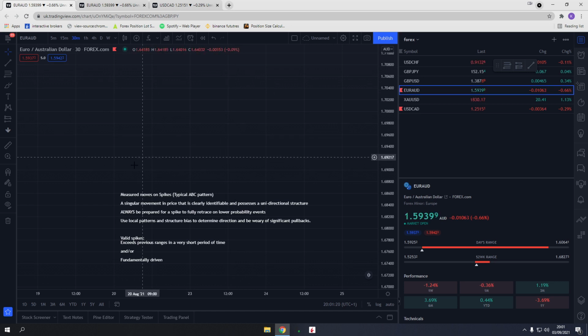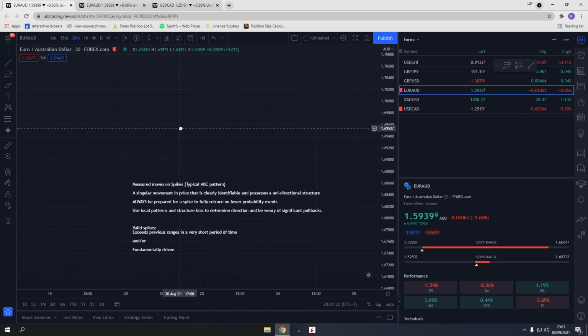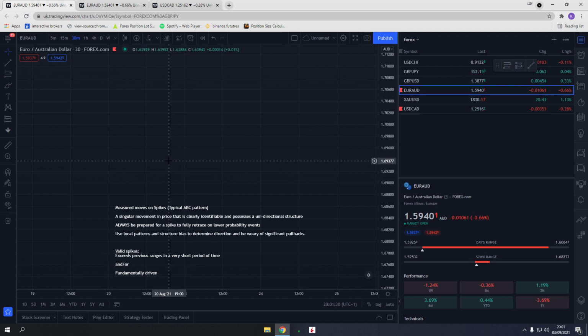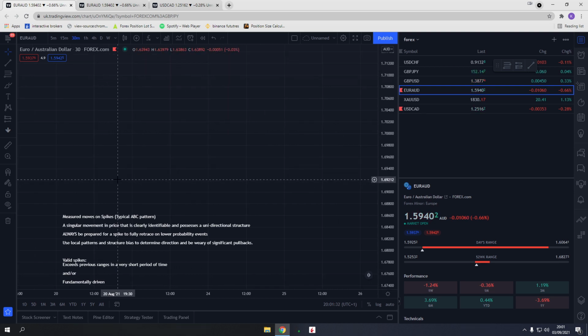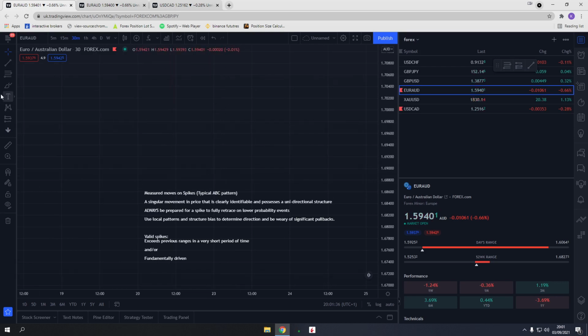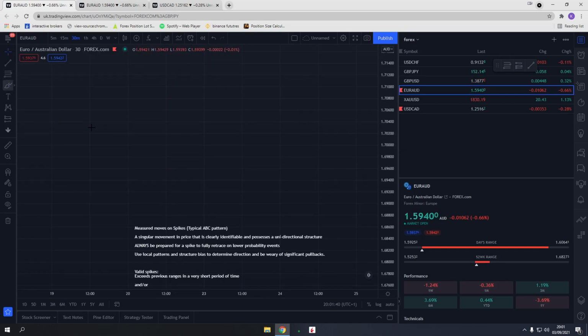And another determining factor of whether it's a valid spike is whether it's fundamentally driven. If there's any sort of data that's been released, or some sort of news, that's often a great indicator of a valid spike. So the anatomy of a spike usually occurs like this.